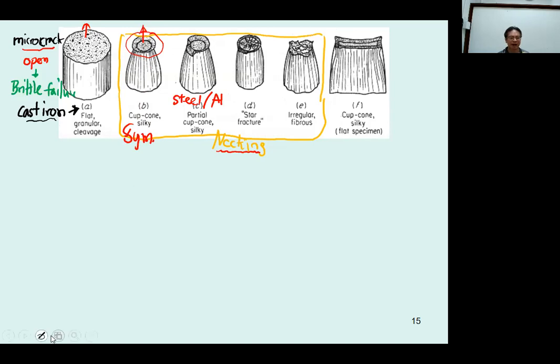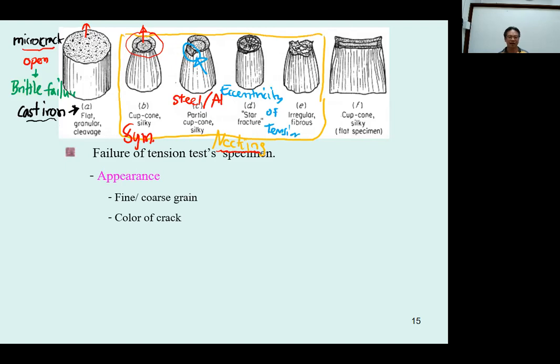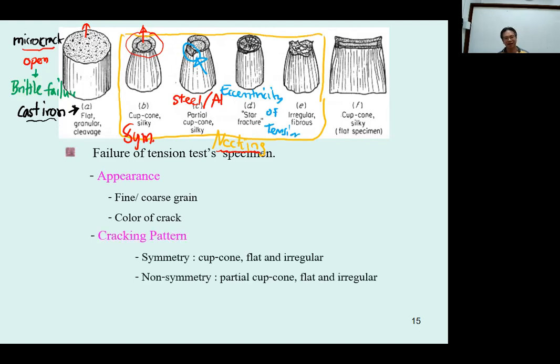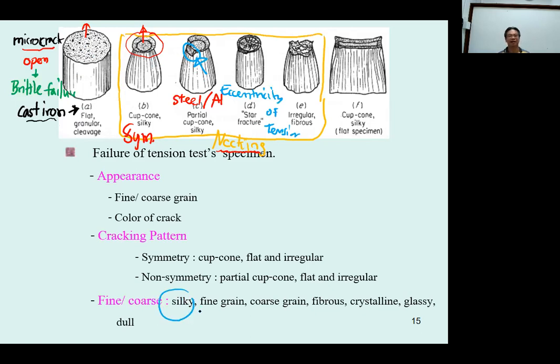But if the specimen has some kind of defect like this, it may indicate eccentricity of tension. That may cause an asymmetric shape of the failure. You have got to check. There are a lot of things you have to note on this: the appearance of the failure and the cracking pattern. This is going to be like a cast iron one, and this is going to be a steel one. It may be silky, those kinds of things.